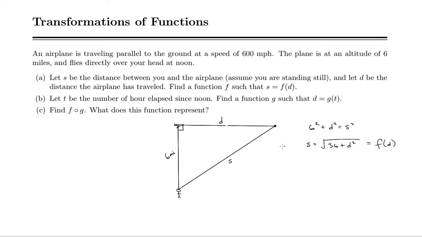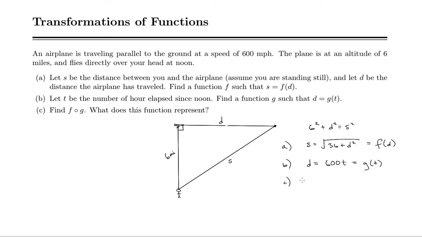That was part A. For part B, we want t to be the number of hours elapsed since noon. Okay, this flies over our head at noon, and we want to find a function, g, such that d is g of t. So distance, well, that's just going to be how fast it's flying times the amount of time that's passed. So 600 miles per hour times how many hours, that tells us how far we've gone. So there's our g of t.